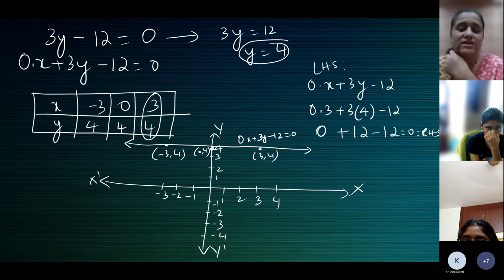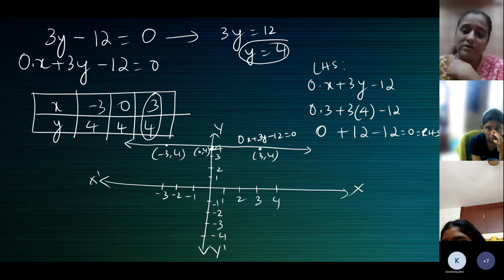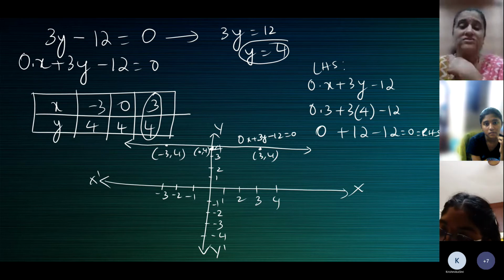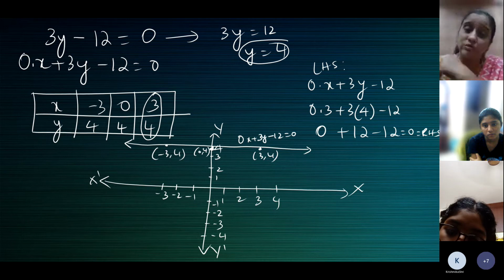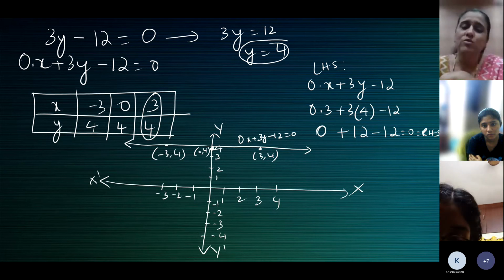Here the line is parallel to the x-axis, where we have y is equal to 4. It's parallel to the x-axis, but what is the equation? Y is equal to 4. So y is equal to a constant, parallel to the x-axis. Above or below? If it's a positive 4, it's above. If it's a negative 4, below.